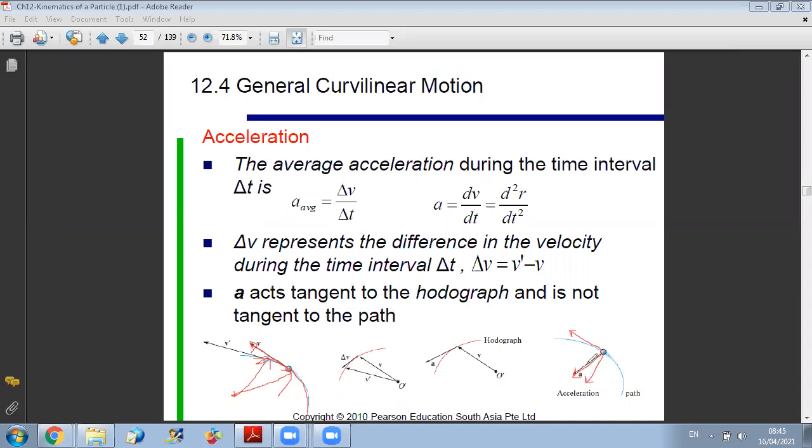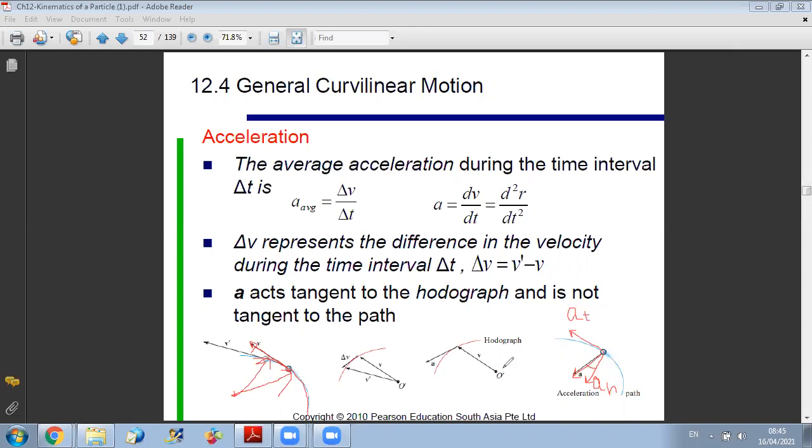So it will not be tangent to the path. It will have one normal component, one tangential component. This will be called an, and we will learn together how to find it. And this vector is at. This is in the path graph.